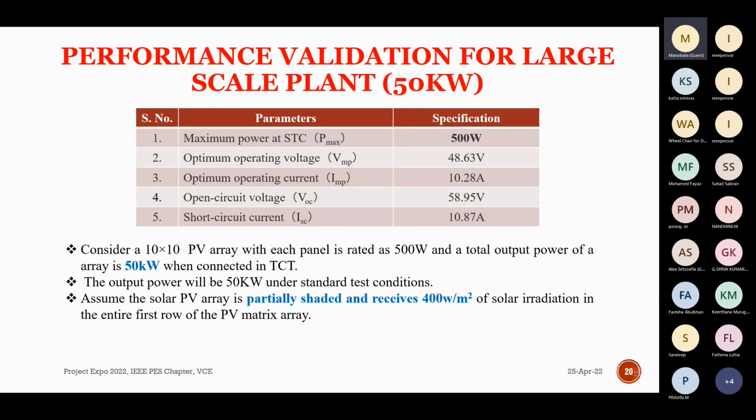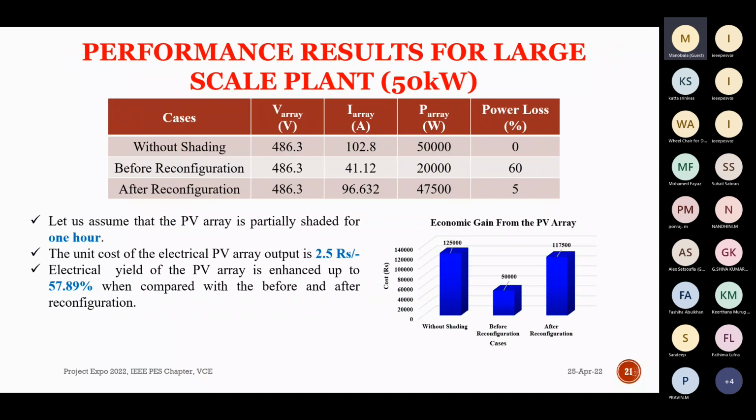assume row 1 is affected by partial shading condition for 1 hour. Then there will be a 60% loss, which is approximately equal to 75,000 rupees. By reconfiguring the system, we may get a gain of 1,17,000 rupees. Hence, we may get the payback easily, and we will start getting profit yearly.